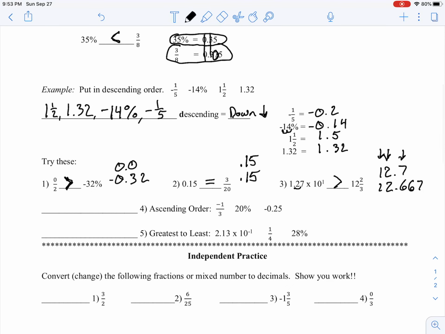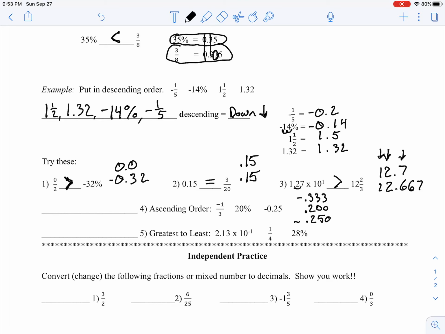Alrighty, so always remember when we're converting, convert to decimals here and then compare. So negative 1/3, we're going to have negative 0.333. I think it's safe to stop right there. 20%, we will have 0.2. And you can add zeros if you want here, it doesn't matter. And then negative 0.25. And once again, we can have a 0.